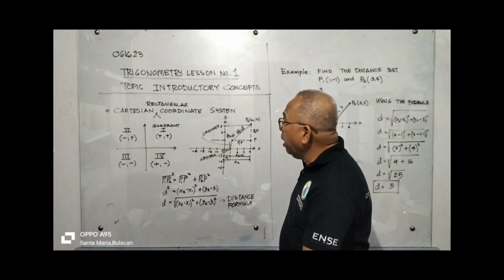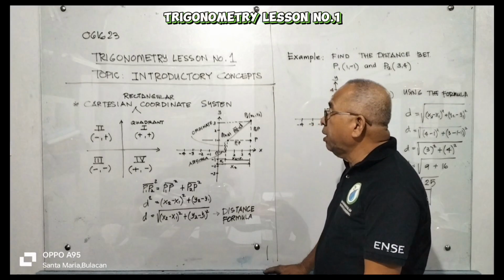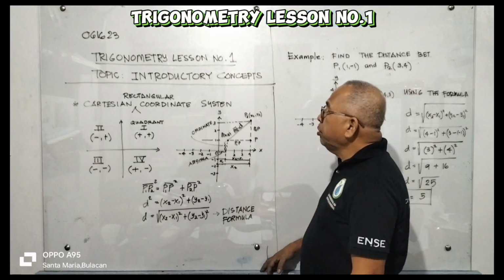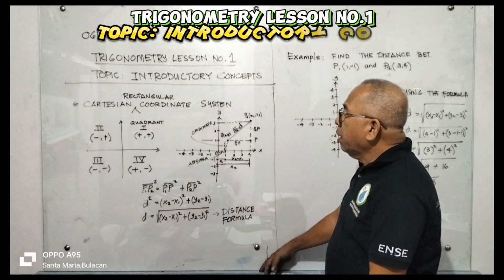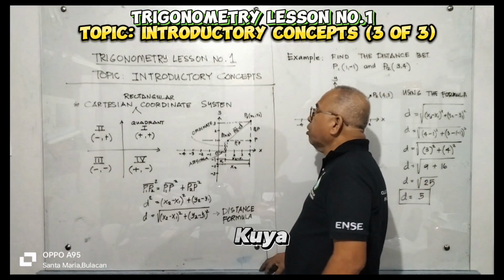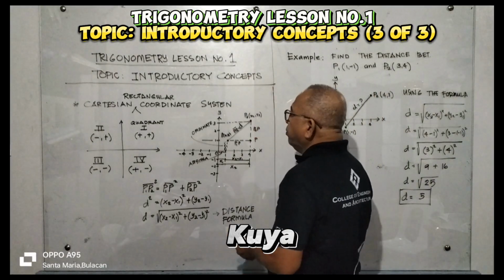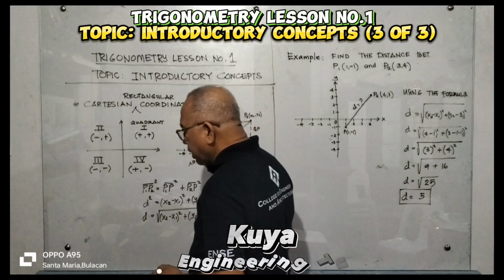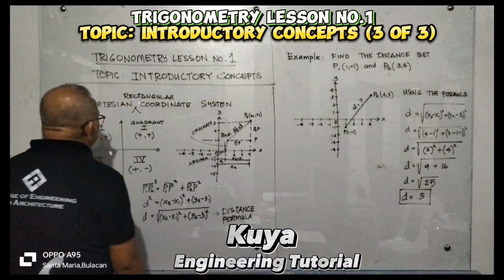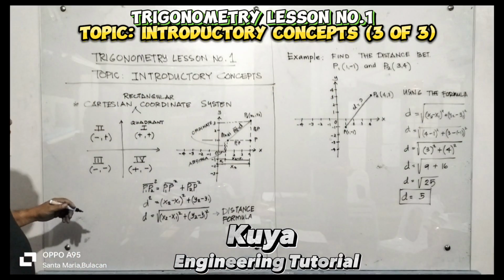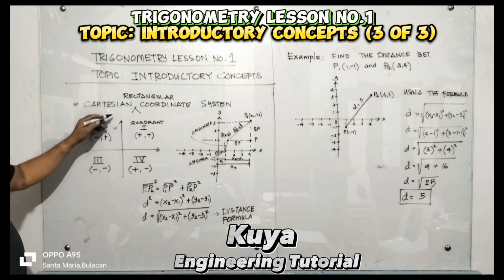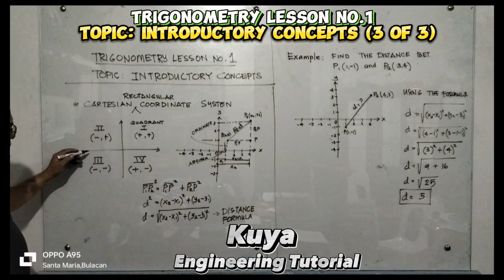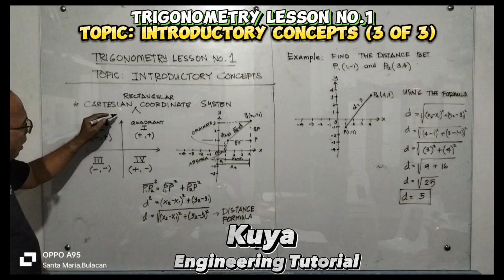Okay, so patuloy tayo sa ating pag-aaral, no? So, we will go to Cartesian rectangular coordinate system. No? So, ito pong Cartesian or Cartesian rectangular coordinate system ay we divide, we put a x and y axis.